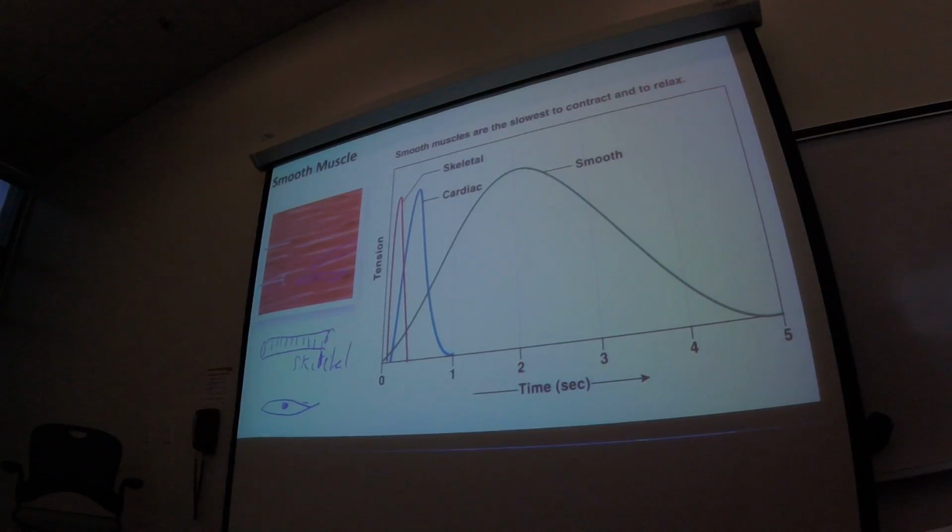Moreover, they have differences in their twitches. These are all single twitches here, and here we have skeletal. It is the shortest duration twitch. Then you have cardiac muscle, which is slightly longer, but then you have the smooth muscle, which is just ridiculously long in duration of twitch. And so there are definitely different mechanics that afford this long duration twitch.